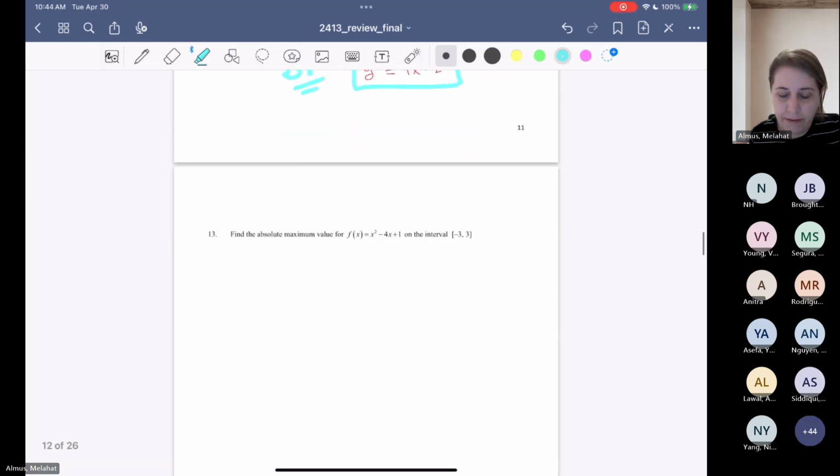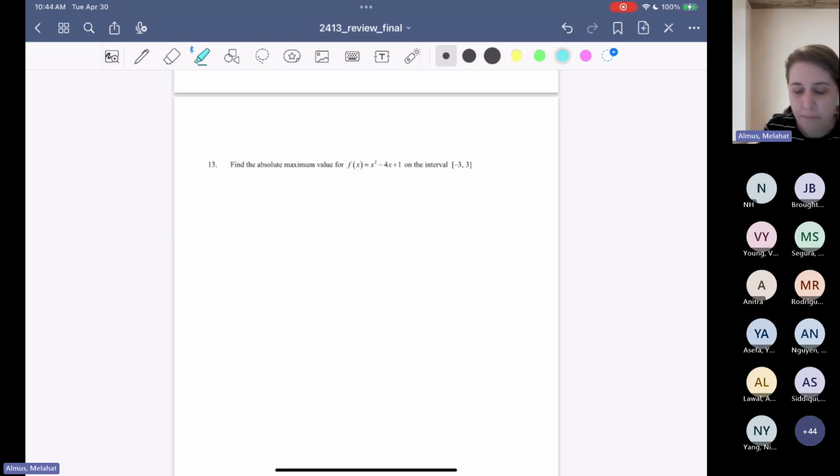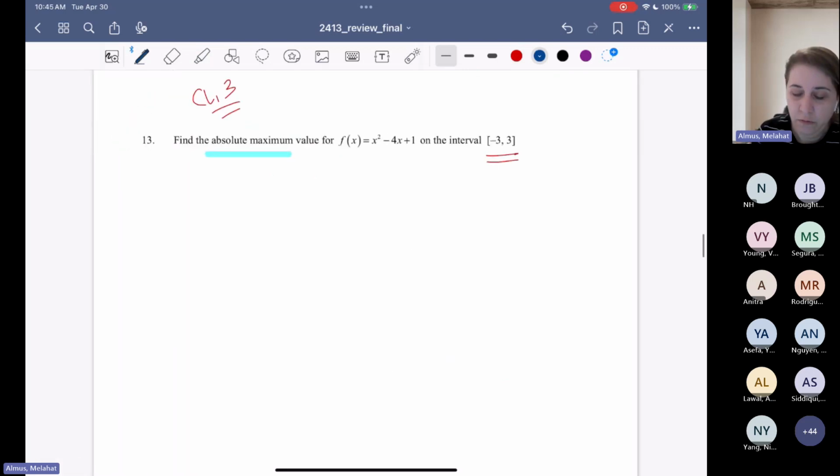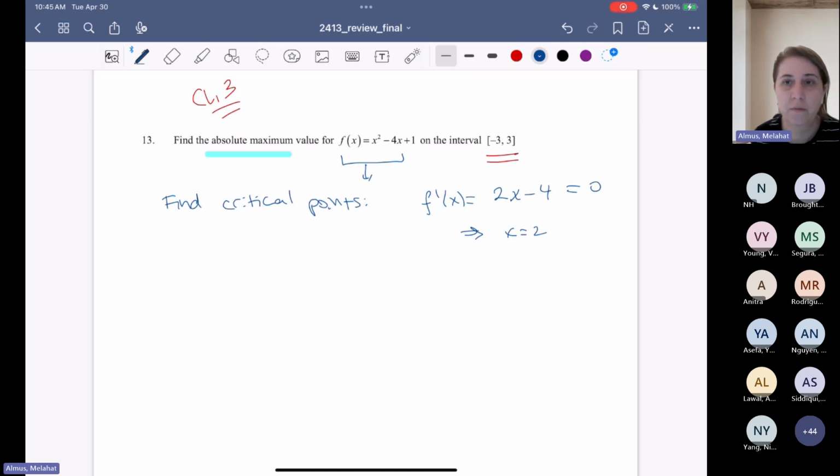Okay. Next. Absolute max min is a topic we covered in chapter 3. Remember, you see the word absolute max or min, there will be an interval attached. You need to figure out the critical points in that interval too, so that we test, right? We study. First, find the critical points, find critical numbers. So take the derivative, set it equal to 0. So you have a critical number 2.